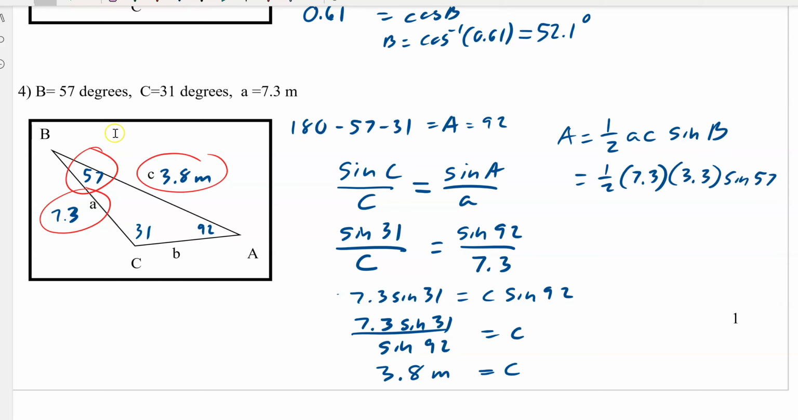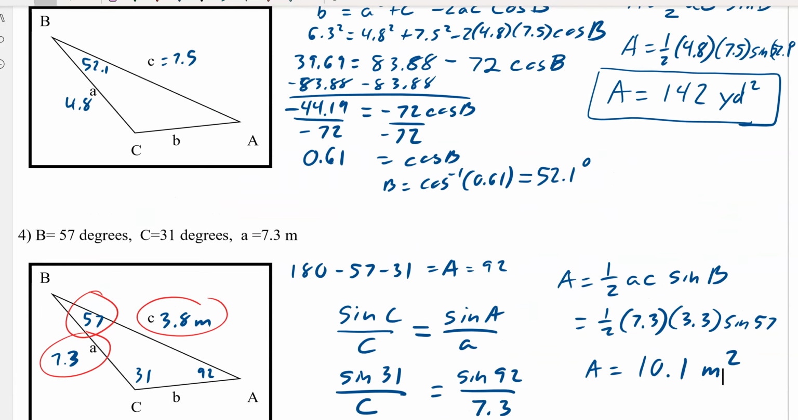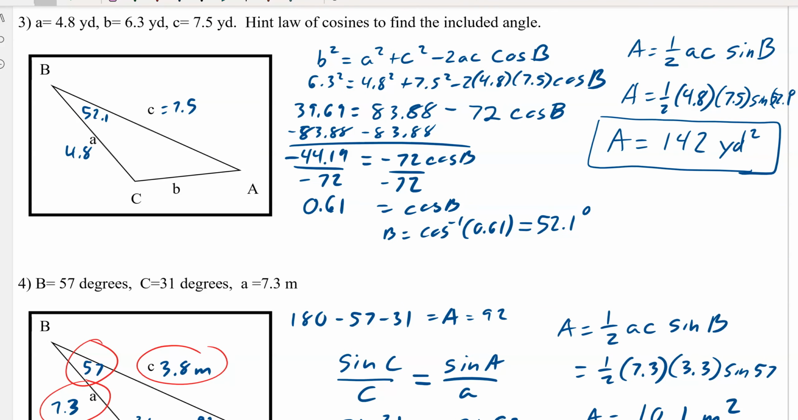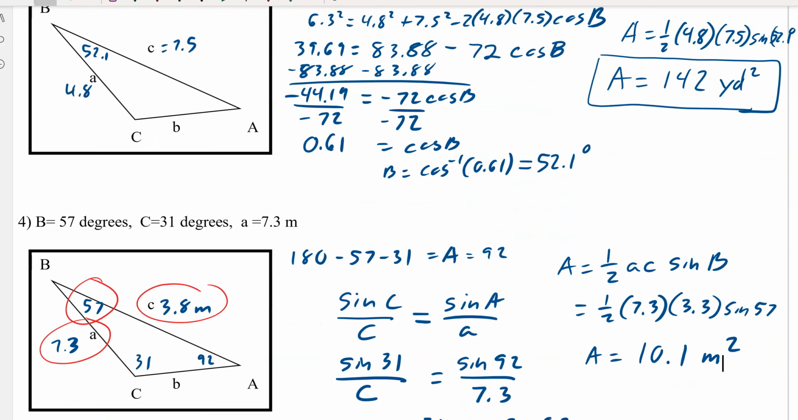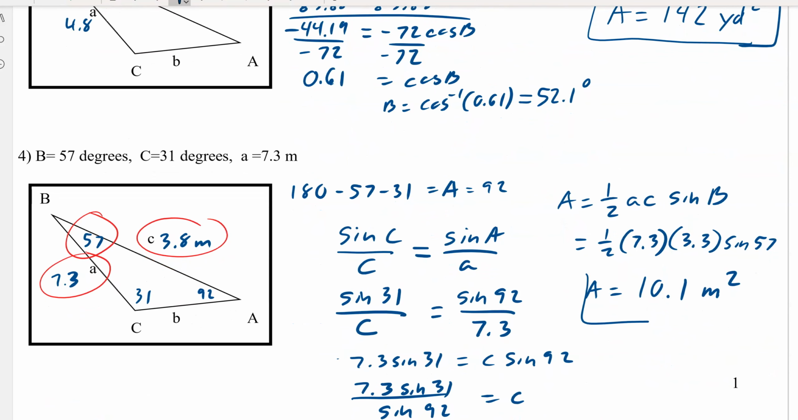So again, there were options. We could have done B as well. You could even go back now and find B and use these 3. But you just need to have a SAS. All right, plug that in your calculator. And so the area equals 10.1 square meters. And there you have it. So there's using law of sines to find the missing side. And there's using law of cosines to find the missing angle. And that way we can find the areas. Thank you.